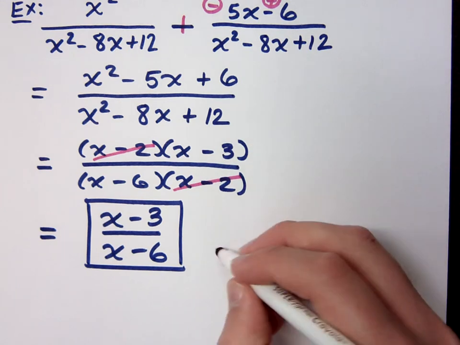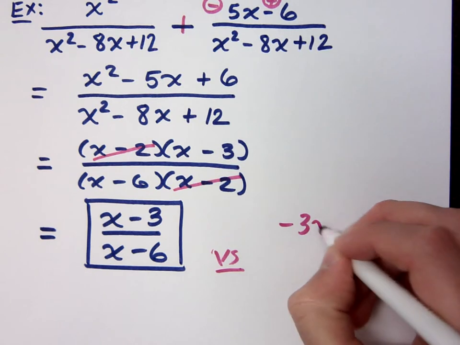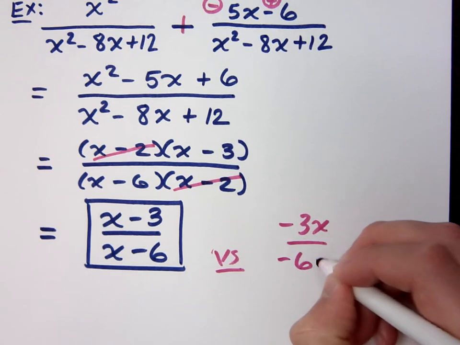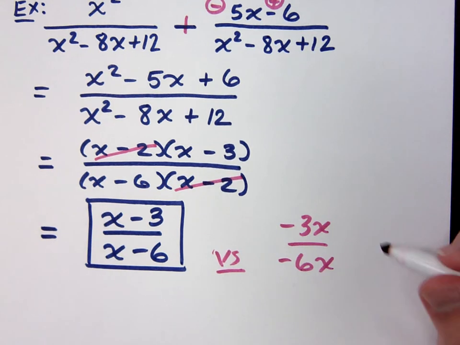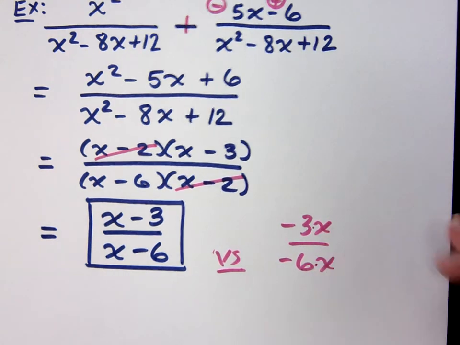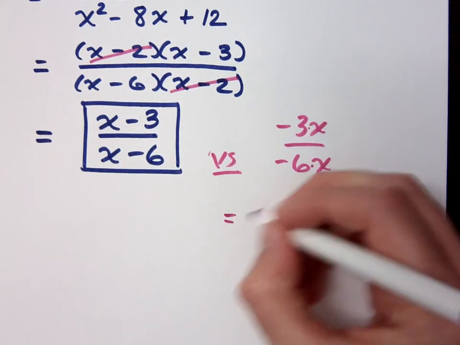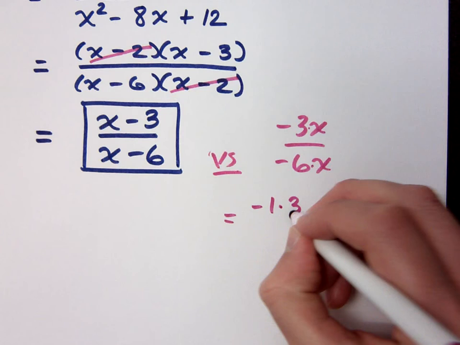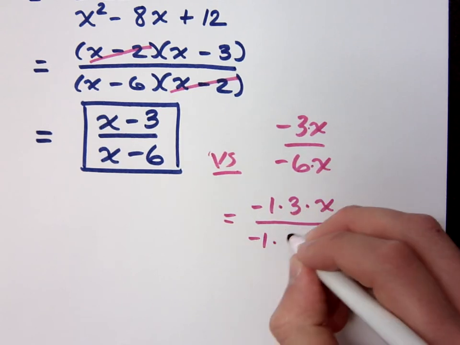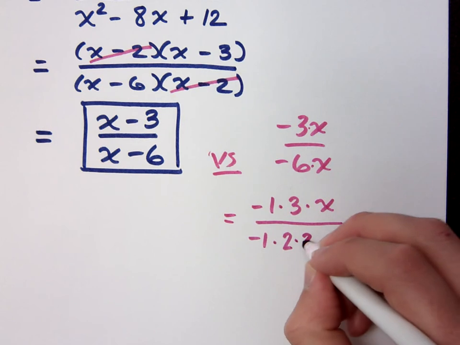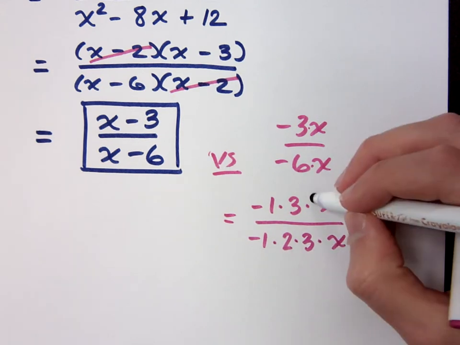Now, I want you to compare this to having this. If I were to write negative 3x over negative 6x, could I reduce that expression? Yes, I could, because this is now in terms of multiplication. And if I were to write this out, this really means negative 1 times 3 times x over negative 1 times 6, which breaks down as 2 times 3 times x.